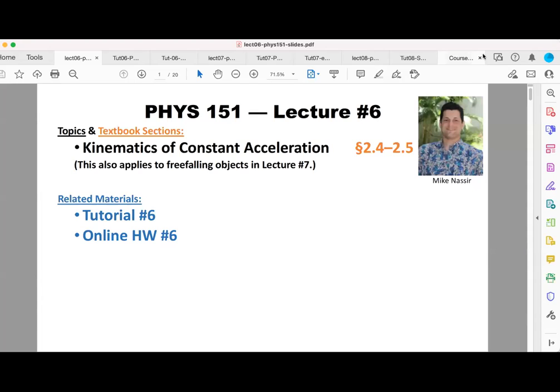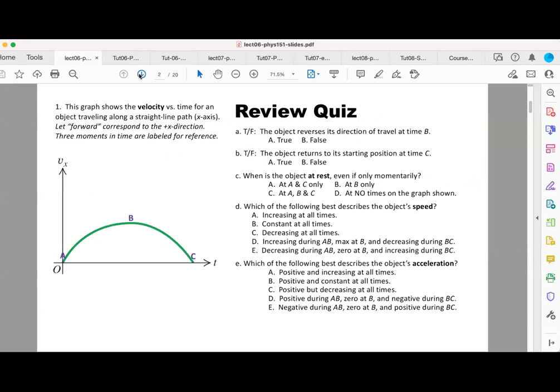So let's start right away with lectures. You know that this week we had lectures 6, 7, and 8 to cover. Lecture 6 is about kinematics of constant acceleration. Last time we saw the displacement, the velocity and the speed, and this time we will focus more on acceleration.